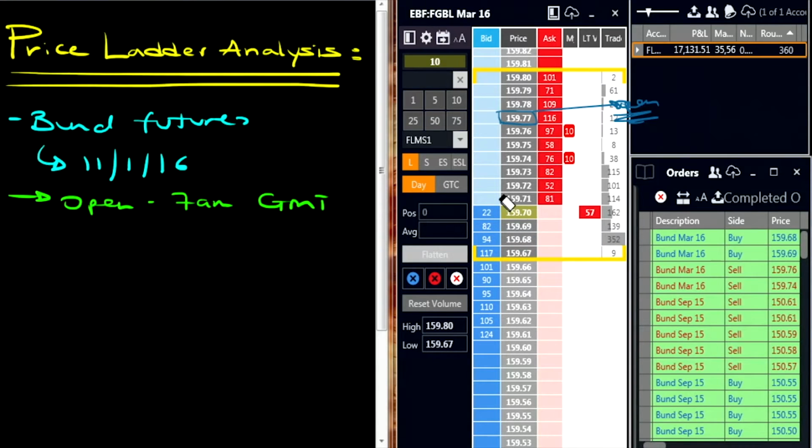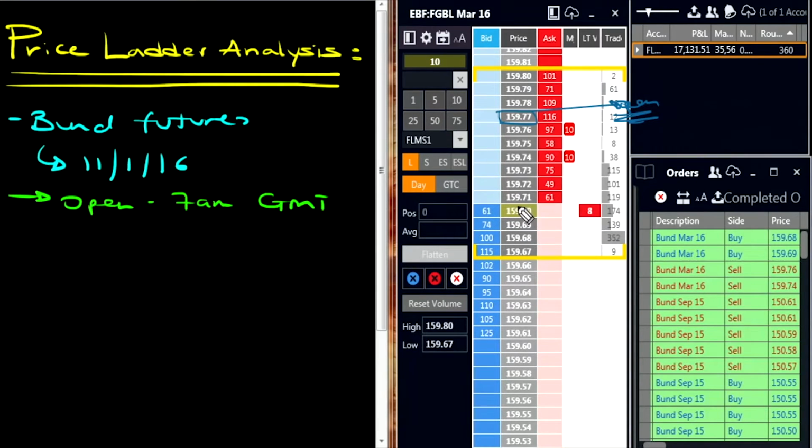Let's erase some of this. Okay. At the minute, we can see we're trading 159.70s. Not much volume going through the market. Like we said, we're just waiting to see if we can get a little bit of a move back up into the area where we're offered.